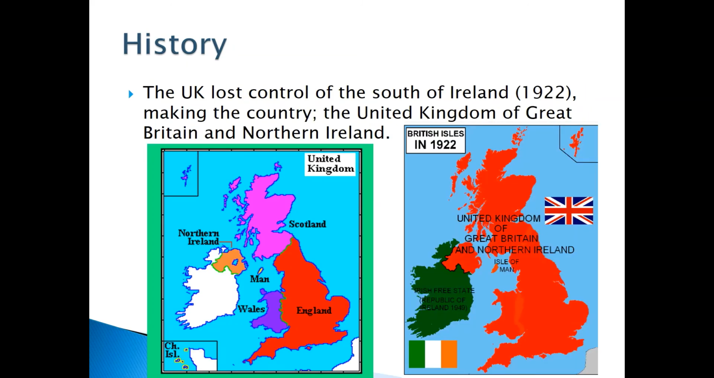The UK lost control of the south of Ireland, making the country the United Kingdom of Great Britain and Northern Ireland. The south of Ireland became its own country, the Republic of Ireland. Now, England, Wales, Scotland, and Northern Ireland were one country, the United Kingdom of Great Britain and Northern Ireland.